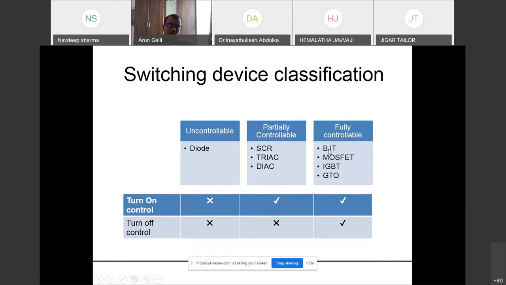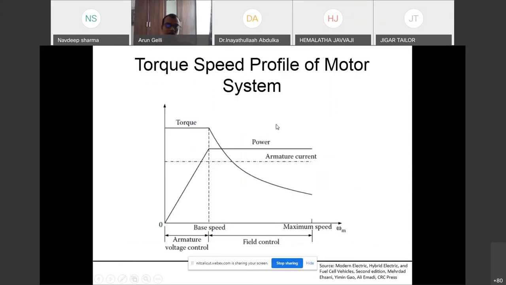And you have fully controllable devices such as BJT, MOSFET, IGBT, GTOs, where you can control both the turning on and turning off using a control circuit. Using a low voltage control circuit, you'll be able to control how you want to turn on and turn off the devices. So the devices are classified into this.